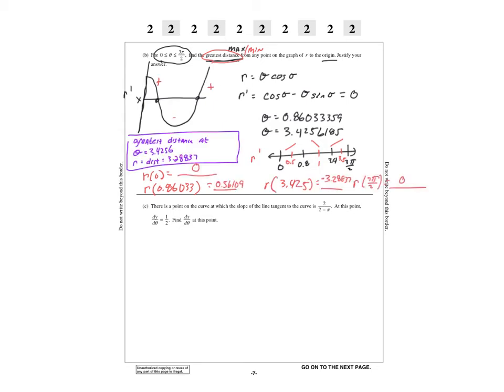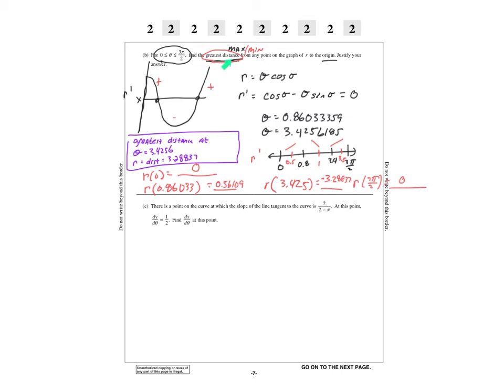All right, so I paused the video and I went and I found the radial distance then at each of our points here. So at my endpoint at 0, my radial distance is 0. My endpoint at the 0.8 value that we found is a 0.5 value. The next one that we had, 3.425, is a negative 3.28837. And my radial value at 3 pi halves is also a 0.